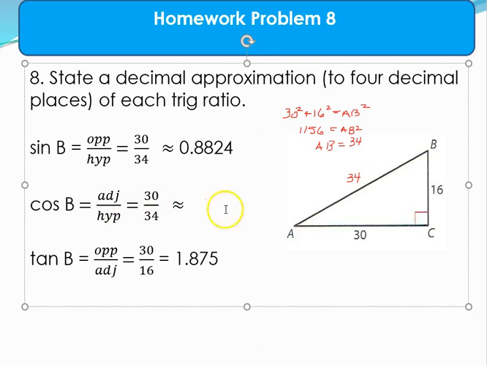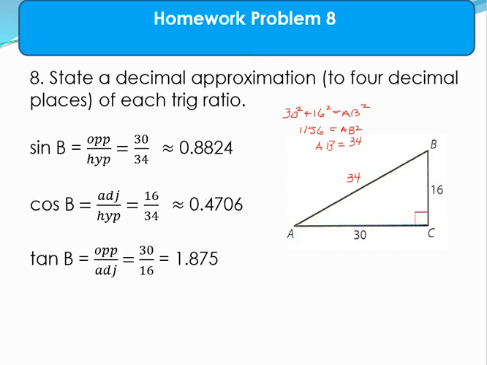And now we'll solve for cosine B. Cosine is adjacent, which is 16, over the hypotenuse of 34. And that will be 0.4706. So when solving for the decimal, you'll find your fraction, and then you can go ahead and use your calculator for your decimal. You will see that the first two have an approximation sign, but the last one does not. That is because the last one was a finite decimal. It was actually 1.875 without any numbers after it.